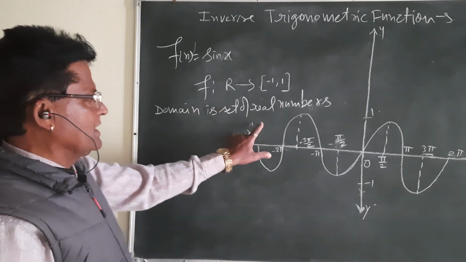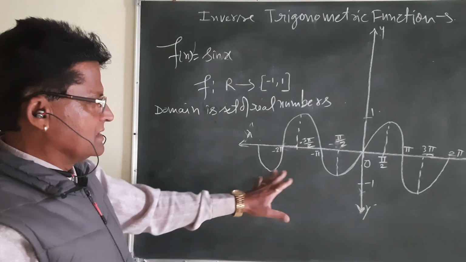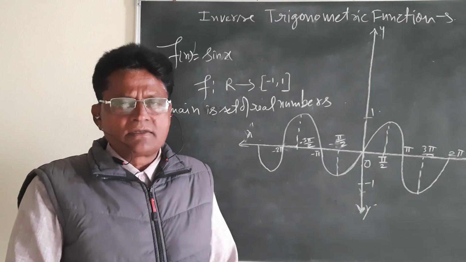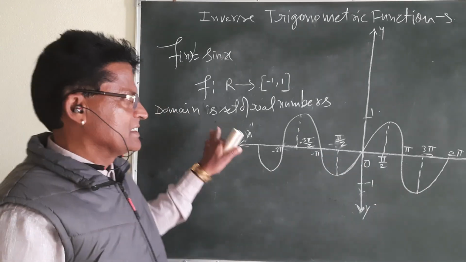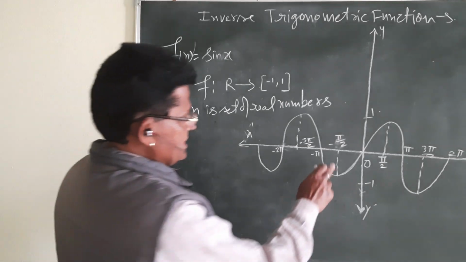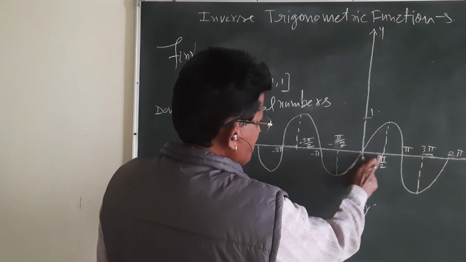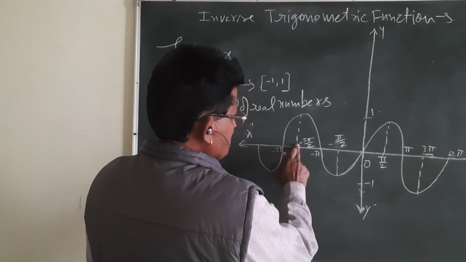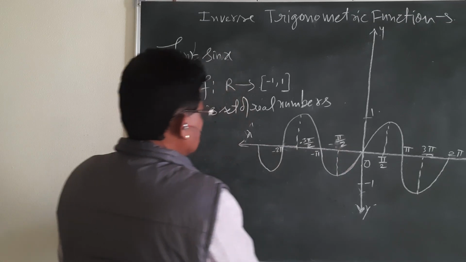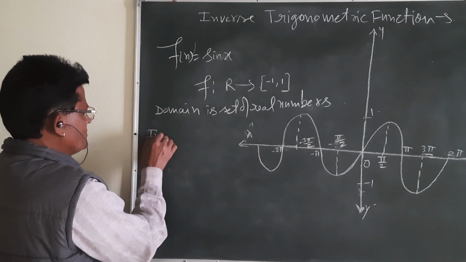Set of real numbers. Different real numbers we will take for the intervals in this case. What are the intervals? Intervals from minus pi by 2 to pi by 2, and minus 3 pi by 2 to minus pi by 2. What are the intervals? See.